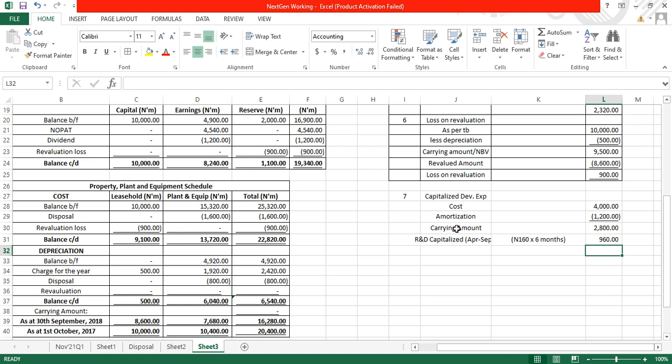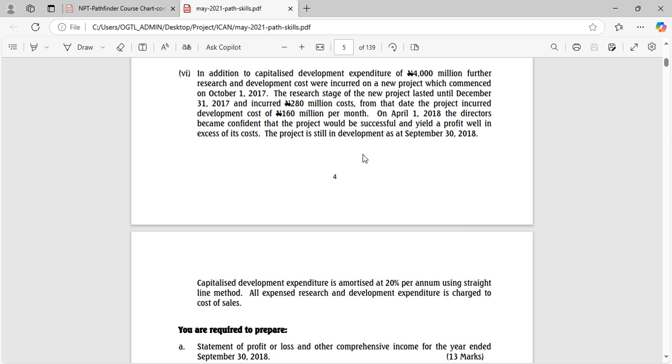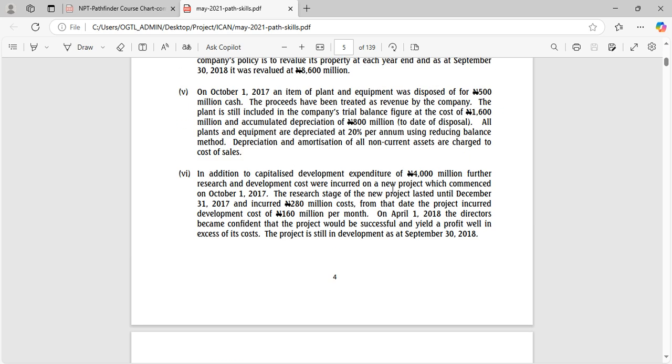Any other thing on this? I think that is all. No, that's not all. Let me show you. In this question, they told us that 4 billion further costs were incurred. In addition to the capitalized expenditures for this 4 billion, further research and development commenced in October. The research stage is 280 and 160 million. In April, we are confident up to September.